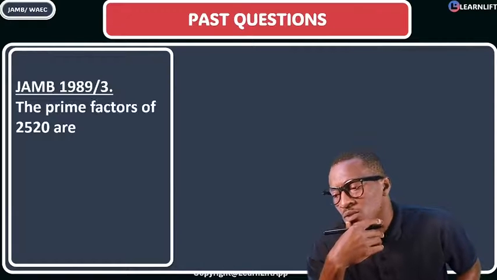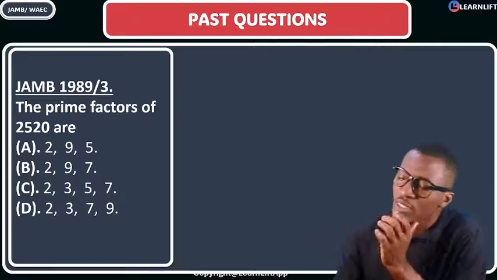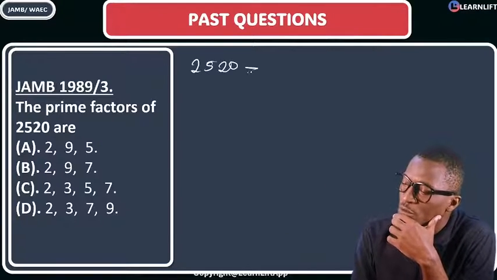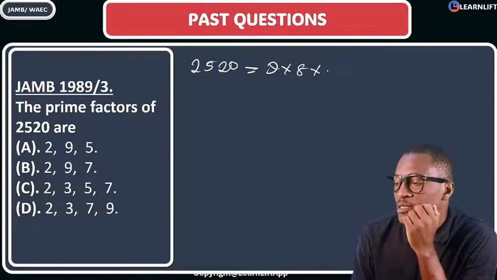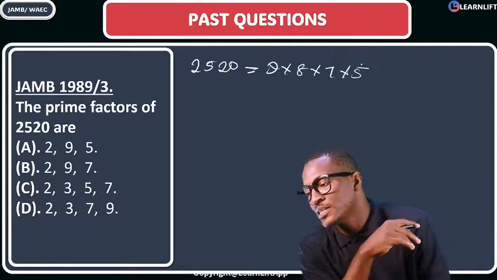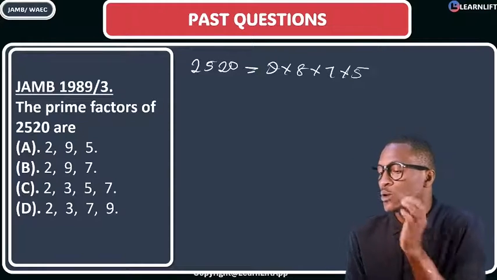JAMB 93 question 3. What are the prime numbers of this? We're giving the prime numbers. First of all, 2520. Here we have to be logical. 2520 will give us what? It is a product of 9 times 8 times 7 times 5. Check it. 9 times 8 times 7 times 5. Yes, so this is what we're going to get.